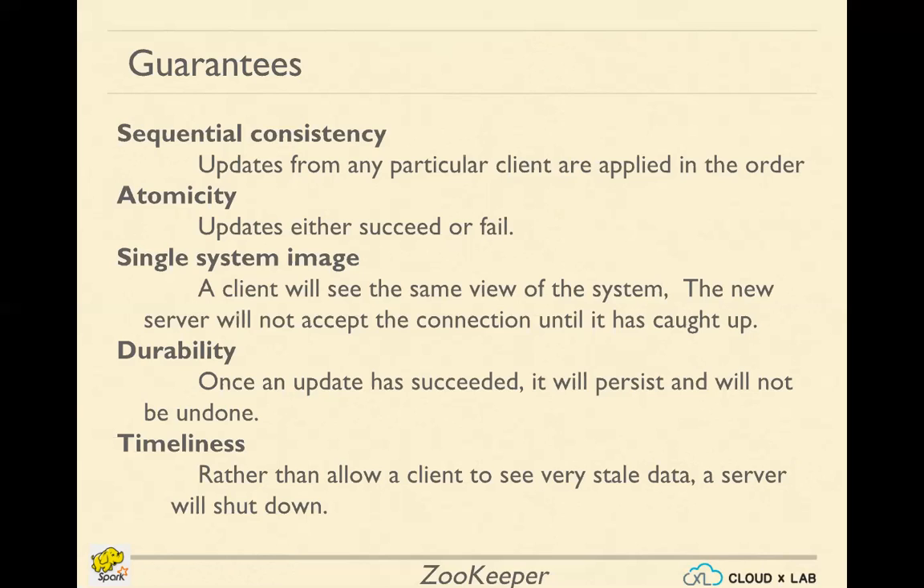Atomicity. The update will either succeed or fail. There will be no intermediate state. Single system image. A client will see the same view of the system. Durability. Once an update has succeeded, it will persist. It will not be undone or dropped.